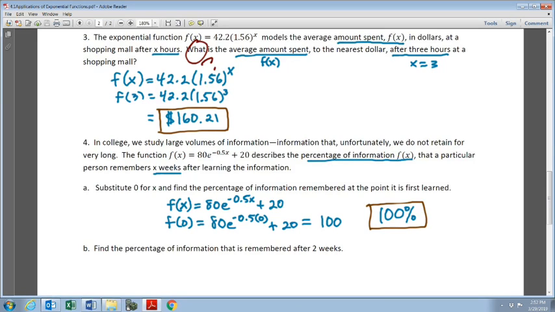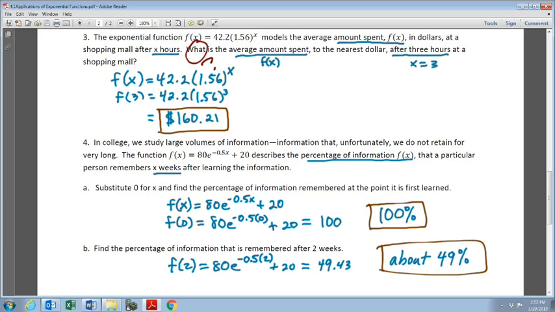And then it says find the percentage of information that is remembered after 2 weeks. Alright, well, let's see what they have to say here. So let's plug in 2 here. And again, you might want to try that and then watch. And you should get 49.43. So about 49%. So if you learn something, 2 weeks later, you'll remember about half of what you learned. Interesting. Alright, that's going to be it for this video.